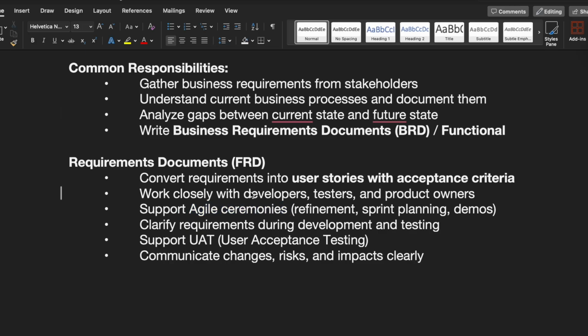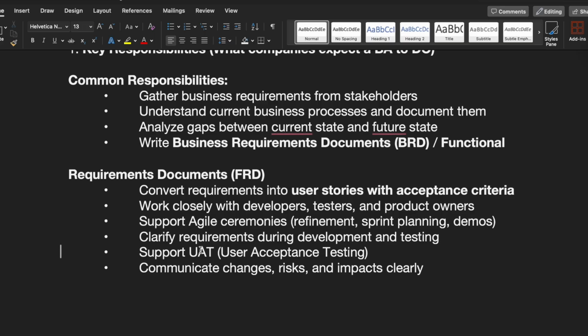These are asked again and again in the job descriptions, and they also talk about Agile ceremonies. Yes, you have to know Agile, and they also mention you have to work with developers, testers, and product owners. They're also asking for support for user acceptance testing. So you have to know some kind of testing, how to write requirements, and how to document them. These are the main things, right?